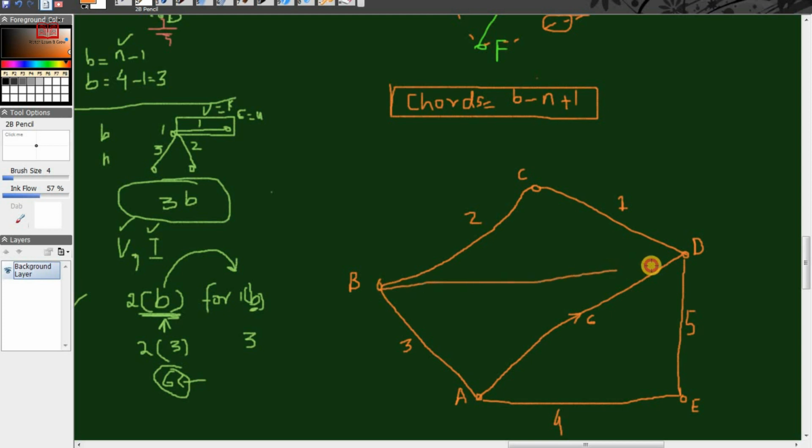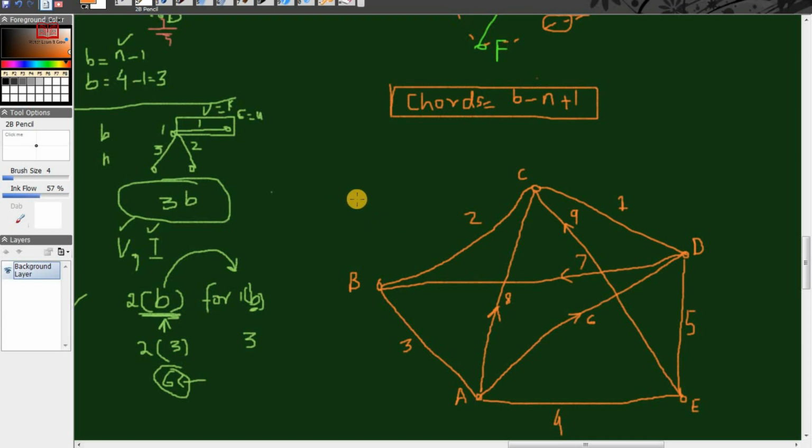The point B is connected with the point D, and we call this 7. Point C is connected to point D, and we call this 8. Point C is also connected with point E, and we call this 9.